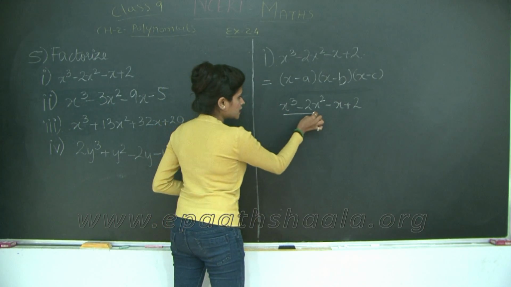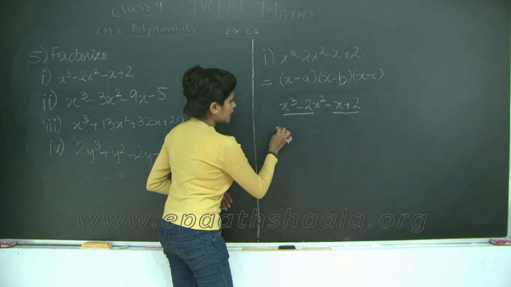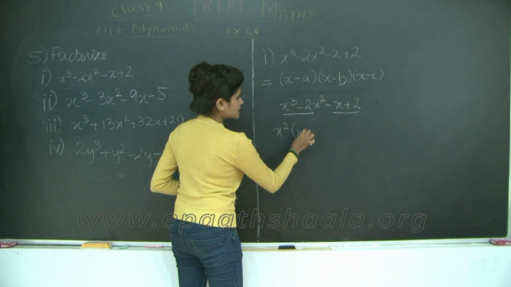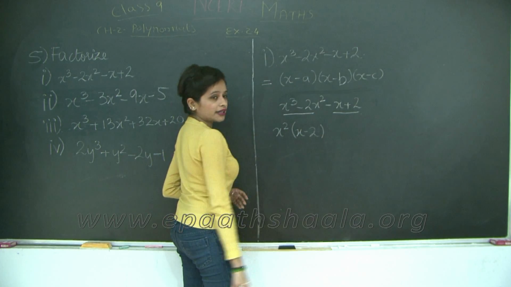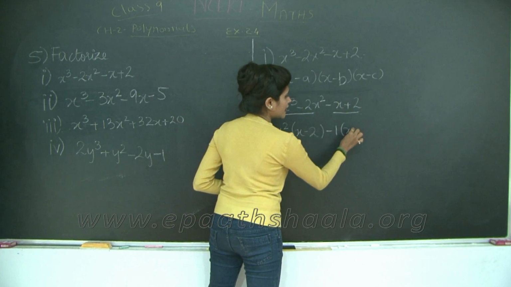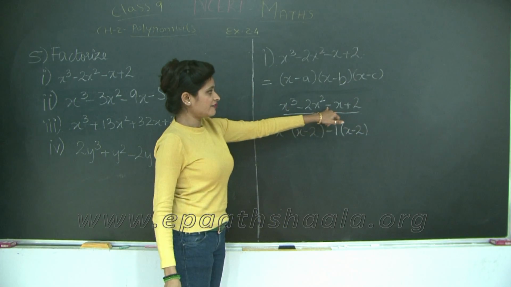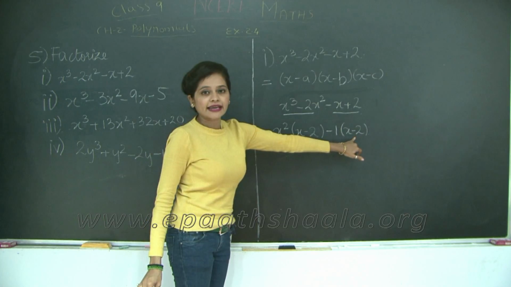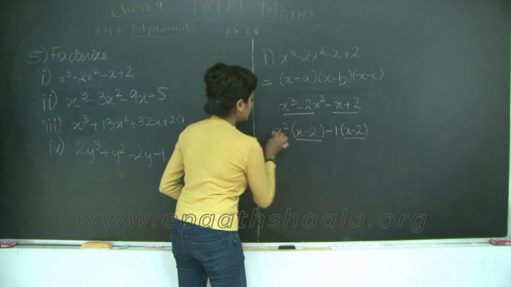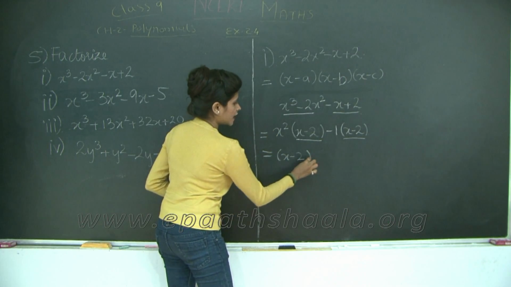If you group the first and the second 2 terms, you will see that there is x square common here and you're left with x minus 2, right? And again you have minus 1 common here and you're left with x minus 2. Why minus 2? Because you have minus outside, therefore the sign inside the bracket changes. So I'm taking x minus 2 common, and what am I left with?